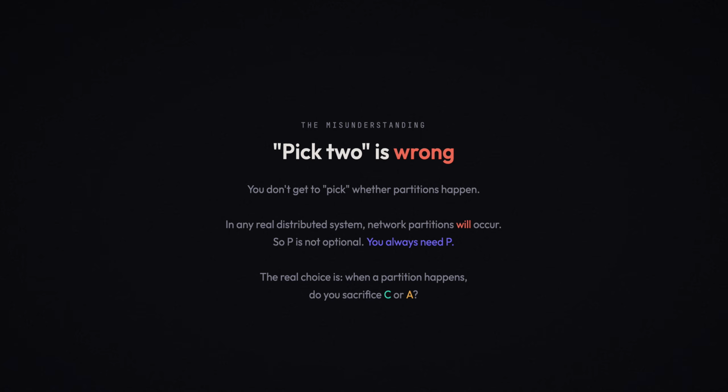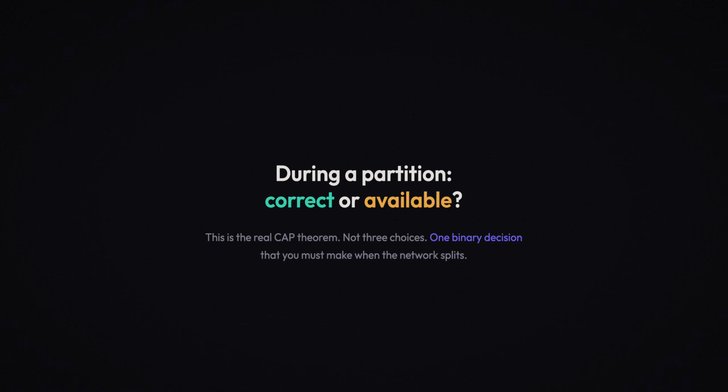You always need partition tolerance, which means the real choice is: when a partition occurs, and it will occur, do you sacrifice consistency or availability? That's the actual CAP theorem, not three choices. One binary decision made under duress. So the real question is, during a partition, do you want your system to be correct or available? Correct means reject the request rather than serve stale or conflicting data. Available means always respond even if the data might be out of date. This is a binary decision that you, the system designer, must make. And it's a hard one because both options have real costs.